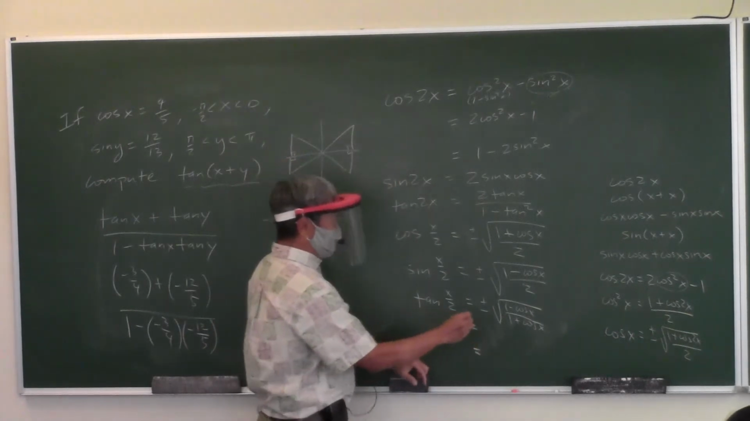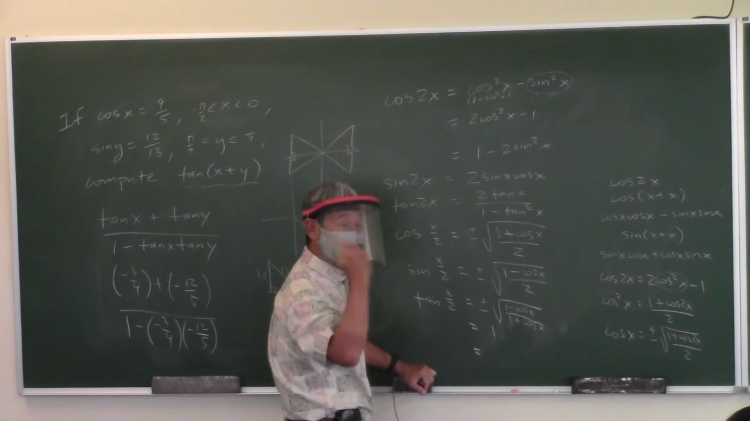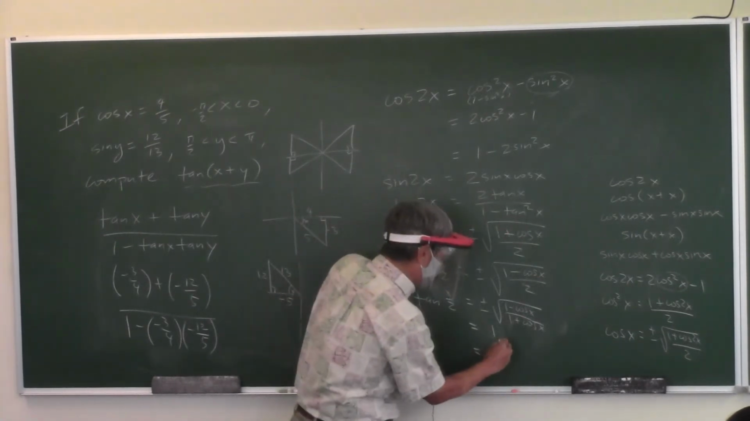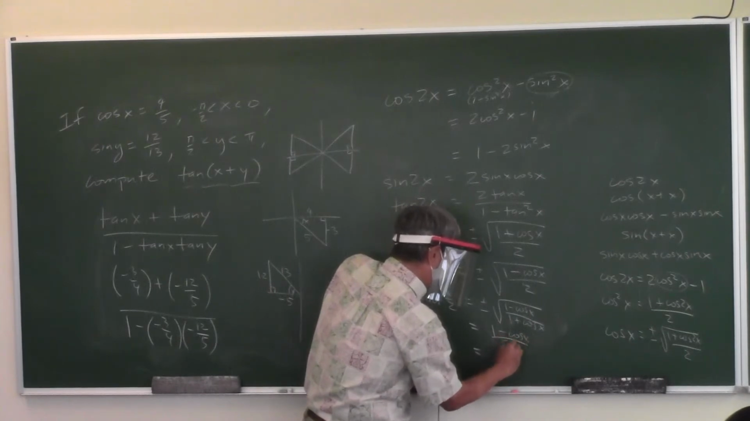You know what, I'm just going to write them down. Some of you are writing this down. It's on the identity sheet. It's the first thing on the PDF. 1 minus cosine all over sine.